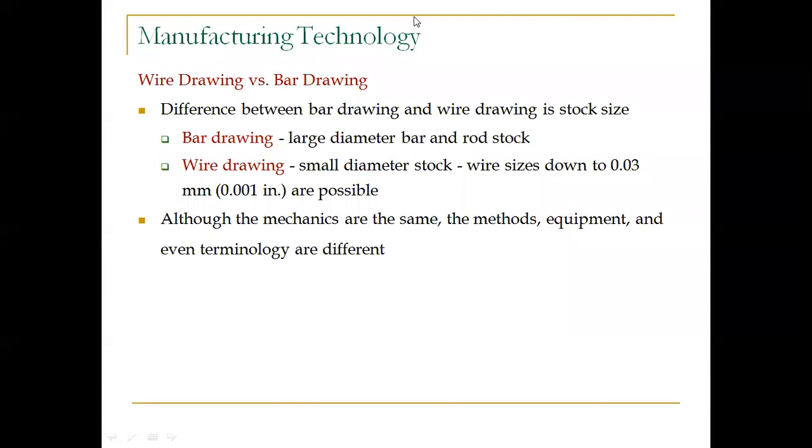There are some basic differences between bar drawing and wire drawing. The difference is stock size. Bar drawing uses large diameter bar and rod stock, and in the case of wire drawing, small diameter stock. Basically, wire sizes drawn down to 0.03 mm are possible. Although the mechanics are the same, the methods, equipment, and even terminology are different.